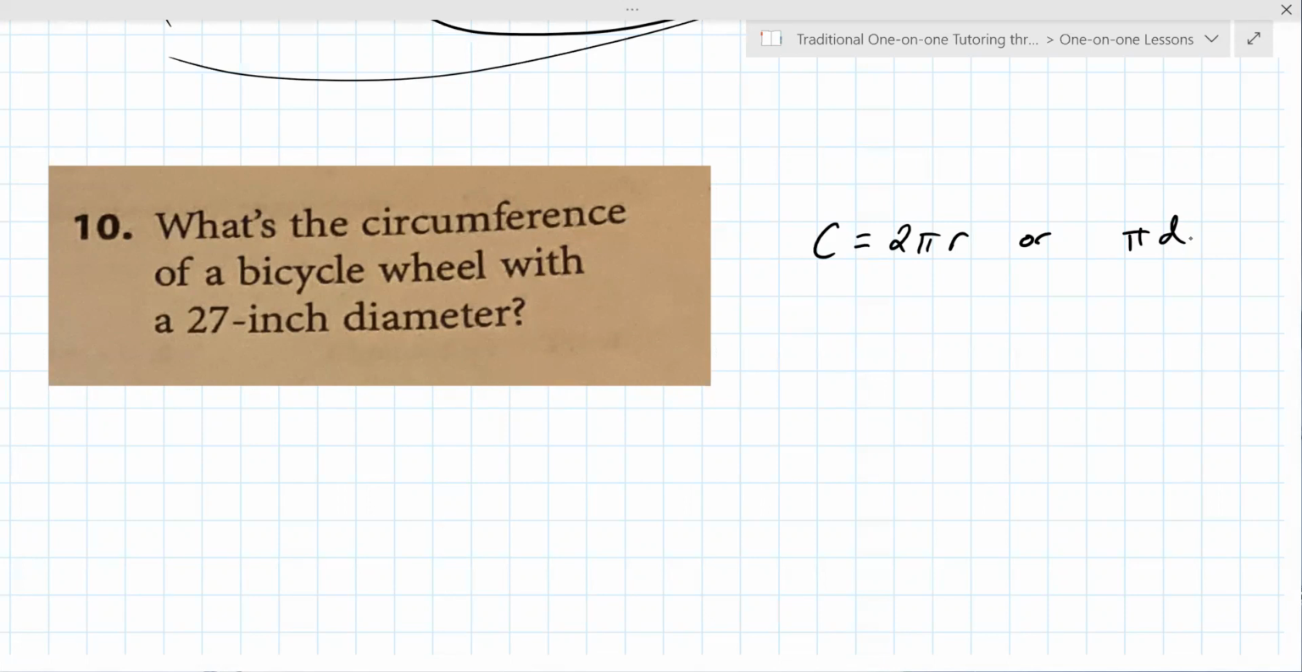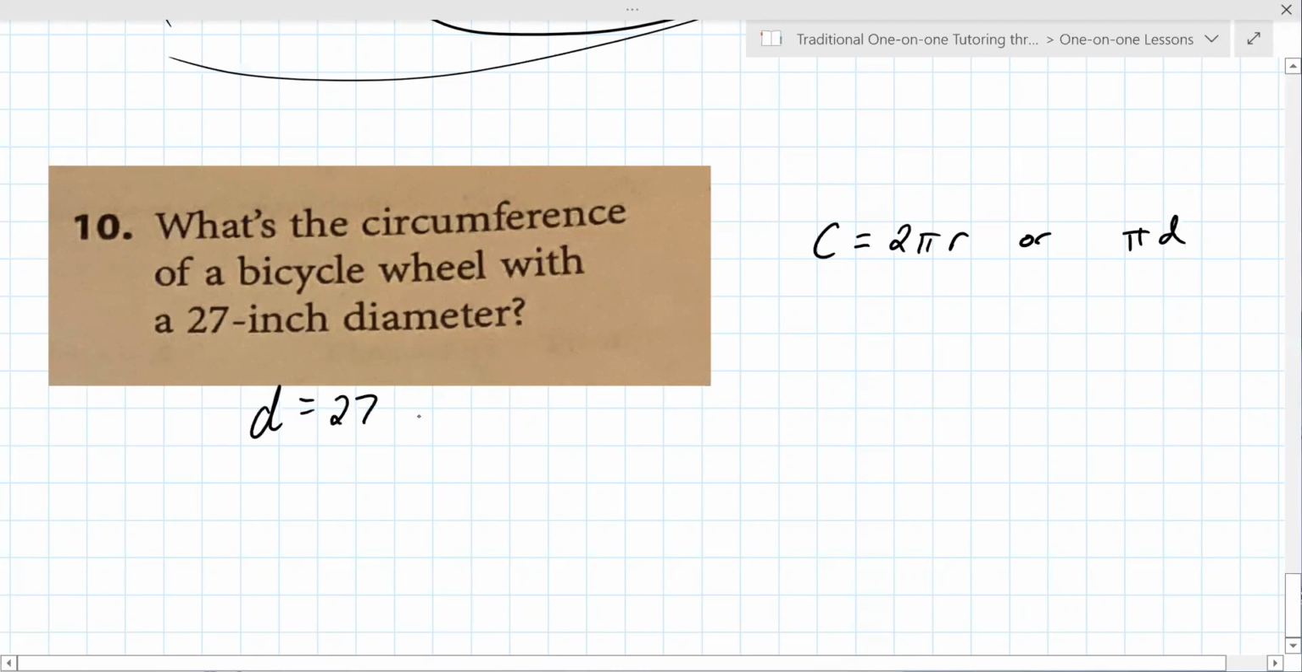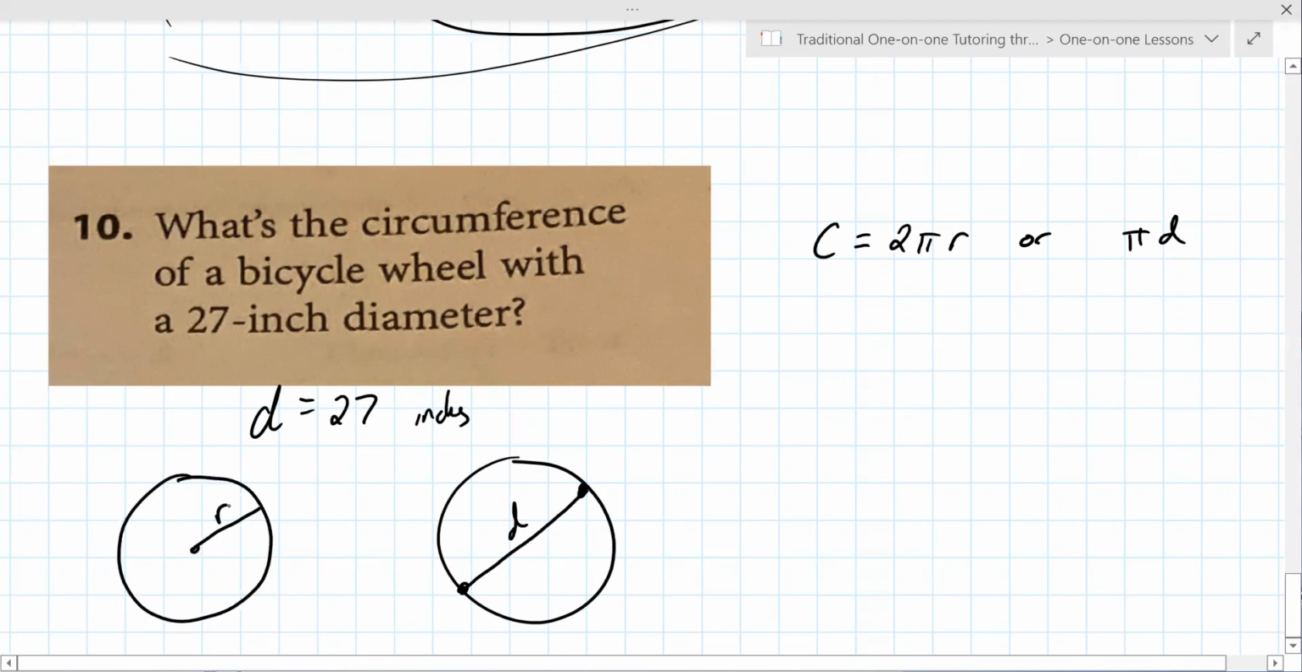Okay, wait, sorry, I just need to read that again. So the circumference, the total circle of the bicycle wheel. There's a 27-inch diameter, so is the circumference 27 as well? No, the circumference is 2 times pi times r. They're telling you the diameter in this problem is 27 inches. Is the diameter the one that goes halfway across? No, the diameter goes all the way across. Radius is just halfway. Okay, that's what I thought. I was just a little confused.